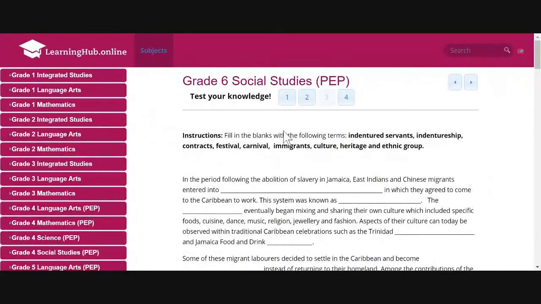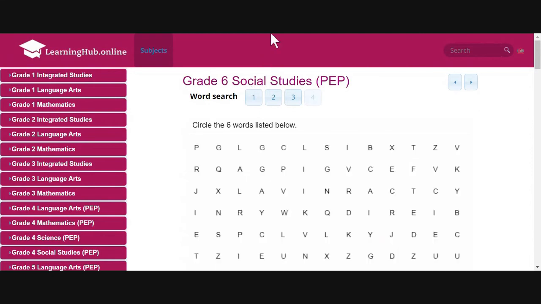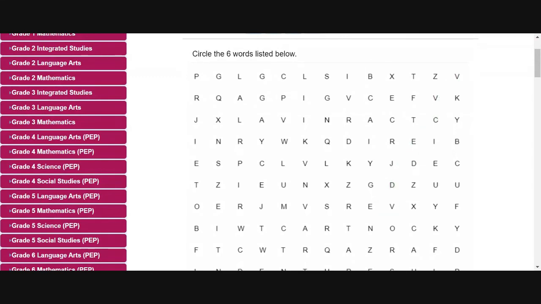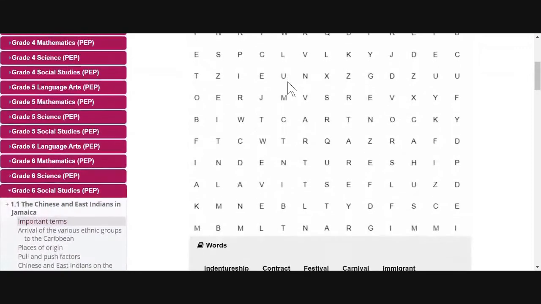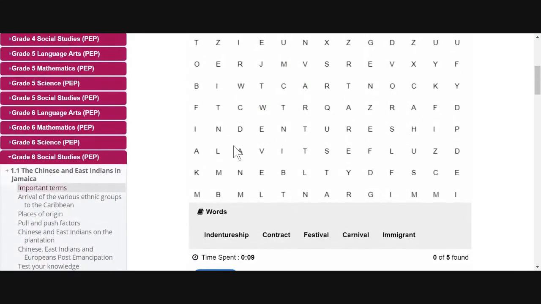All right, so we're going to look at one other thing. You guys can do this in your own time. It's a word search. So once you're on the Learning Hub, you have an opportunity to actually do an interactive word search. This should be pretty relaxing. And this is interactive, so the system will actually mark the work for you. So we're looking for indentureship, contracts. Let's see if we can find one word.